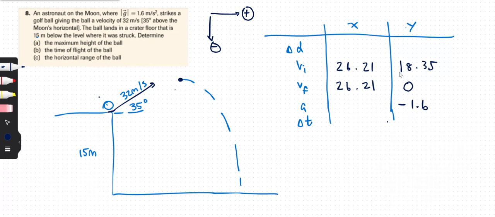Now, what are we trying to find? We're trying to find the maximum height of the ball. So which one of these would it be? Well, it's going to be the displacement. And once we find this displacement, we can add it to 15 meters to get the actual maximum height.